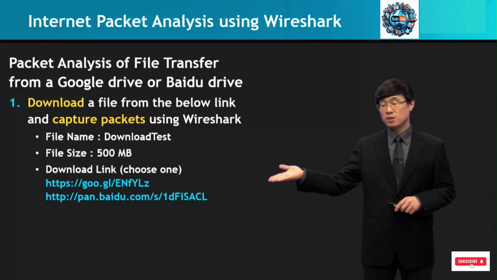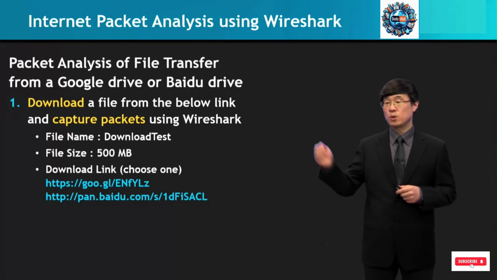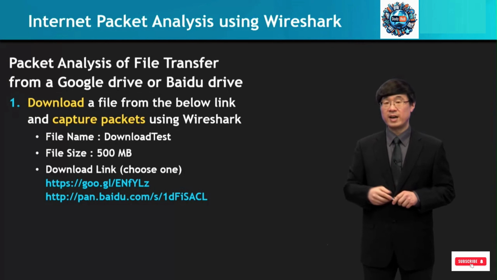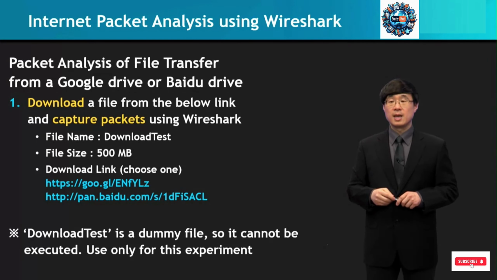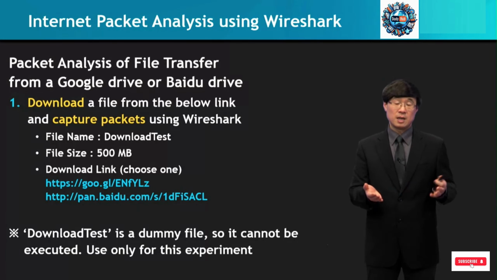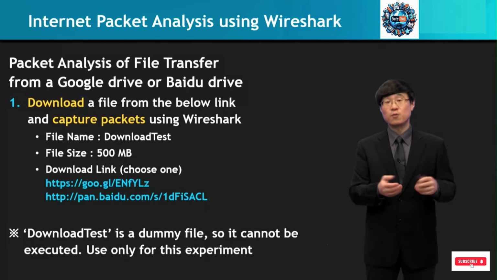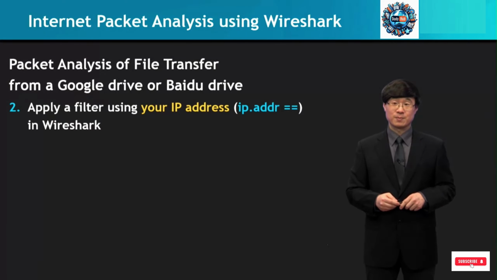Now, these are the links that you can use. You can download using Google Drive or a Baidu Drive, and the file size is going to be 500 megabytes. The file name is called download test, as you see right here. Now, this file, download test, is only a dummy file. It's not to be used for any purpose. So just use it for this experiment only.